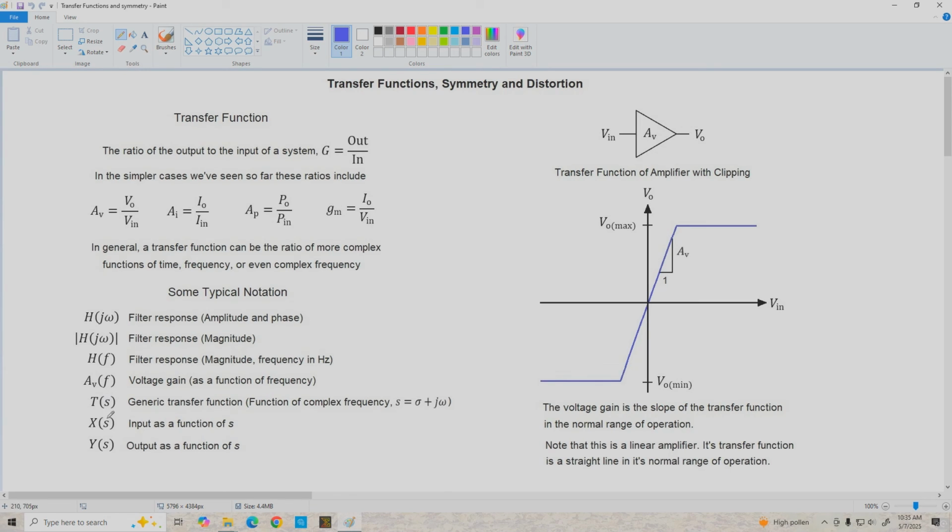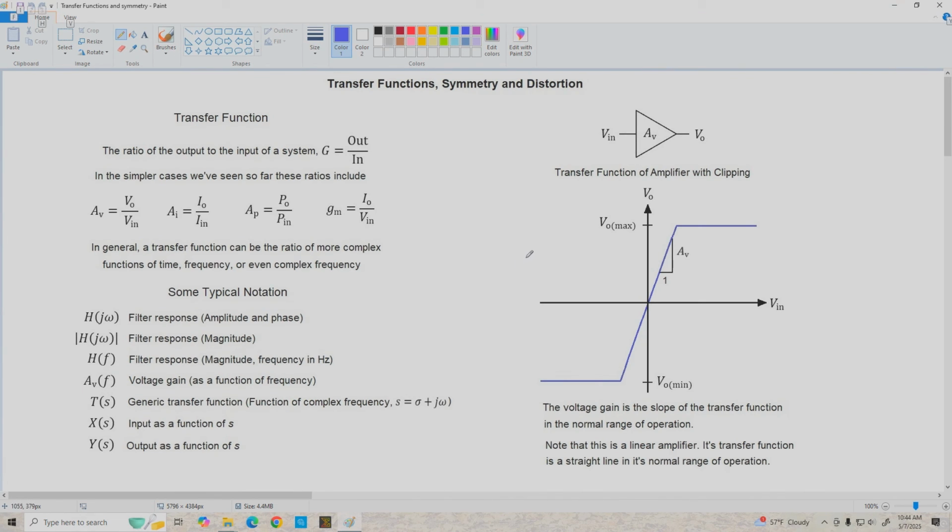And these last three, T of s, X of s, Y of s, these represent functions of complex frequency where s is sigma plus j omega. This is something we deal with if we're analyzing circuits using Laplace transforms. And we'll talk about this in future videos, but not for a while, so don't worry about it. It's just something you may see, and this is what it means.